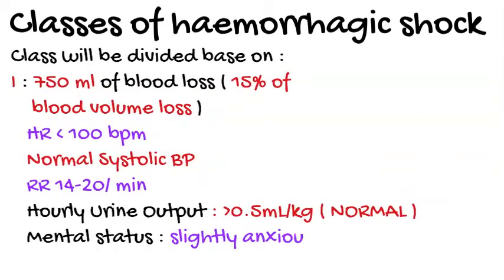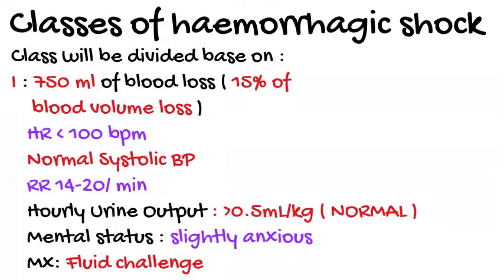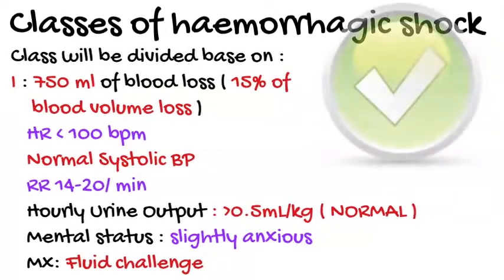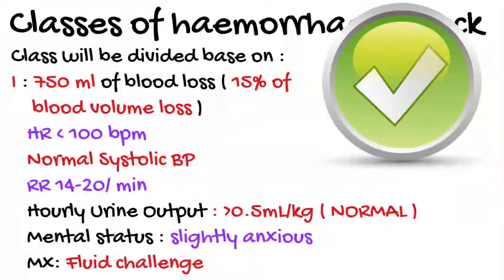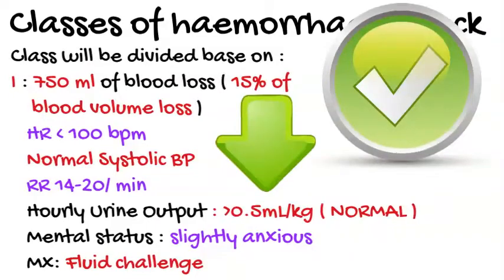In class 1, there would be around 750 ml of blood loss. It's about 15% of total blood volume loss. The heart rate is less than 100 beats per minute, so it should be normal. The patient has a normal systolic blood pressure. The respiratory rate is around 14 to 20 per minute. The hourly urine output is more than 0.5 ml per kg, or normal. The patient would be slightly anxious. In this type 1 class of hemorrhagic shock, the management includes fluid challenge.